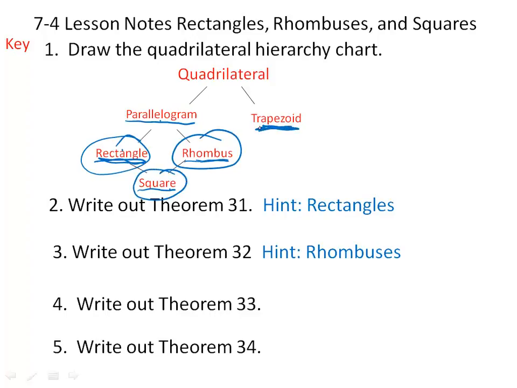Trapezoid is its own animal over here. It doesn't have both pairs of opposite sides parallel. You're probably used to trapezoids that look kind of like this. It's got one pair of opposite sides that we call bases.